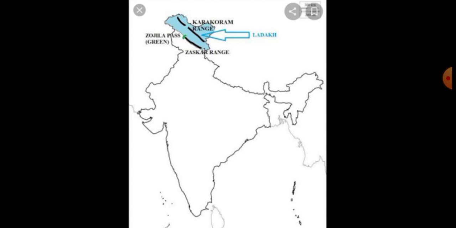One arrow is given now, that one is the Ladakh mountain range. Then the third one is the Zaskar range. The third one is the Zaskar range. From here, Karakoram, Ladakh, Zaskar range.